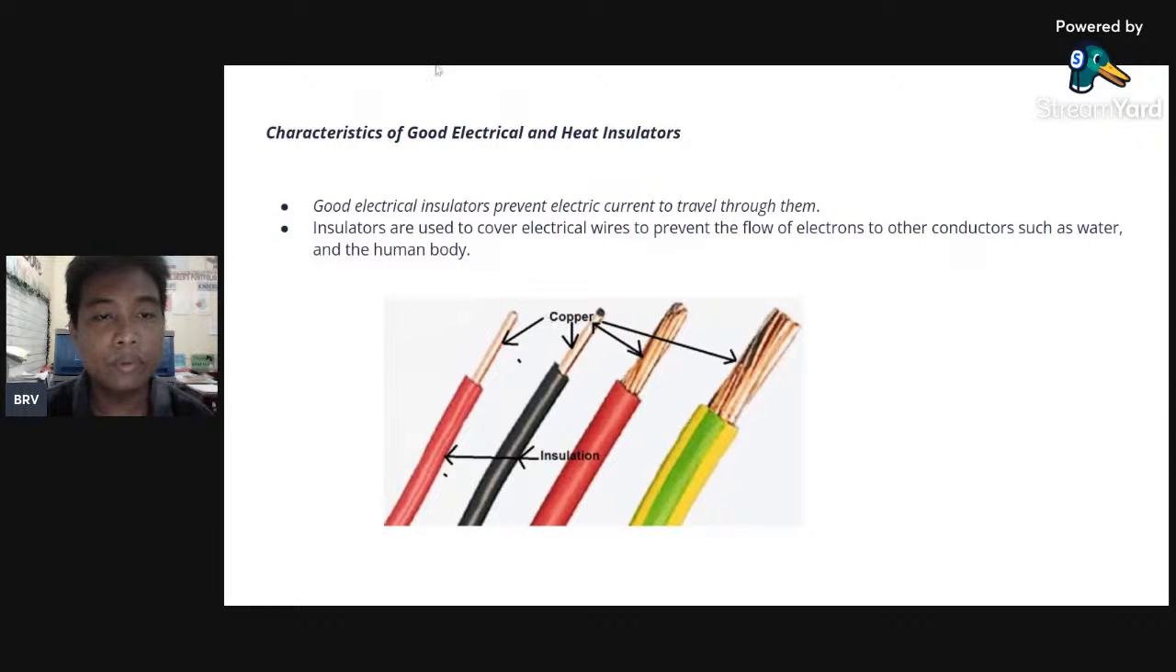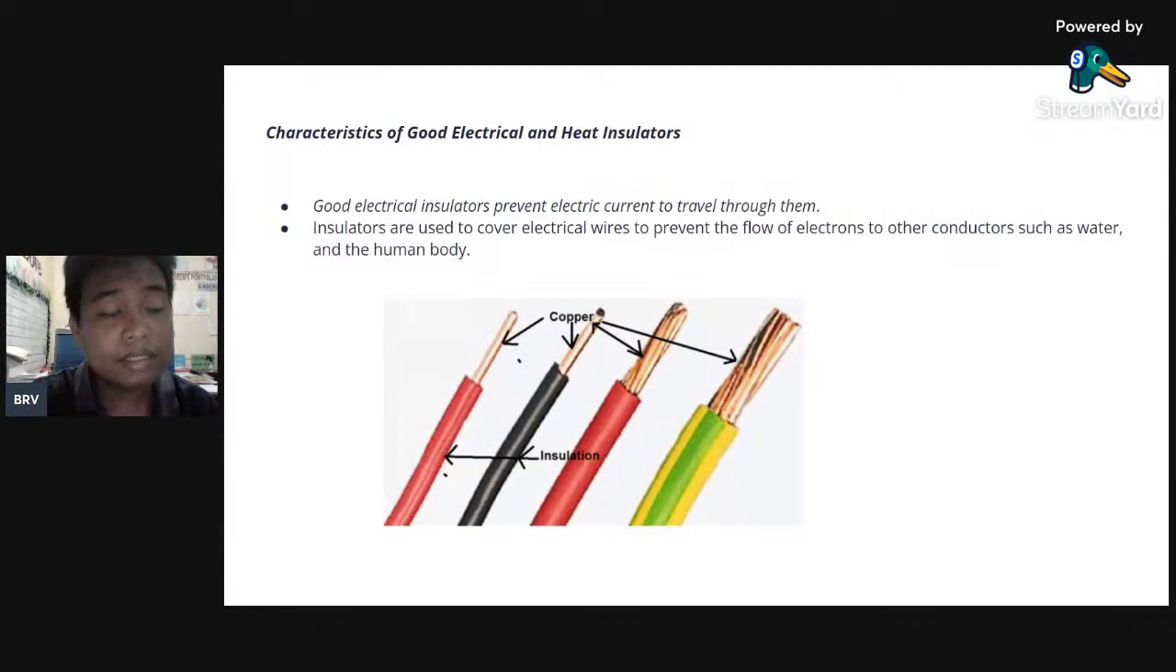Okay, characteristics of good electrical and heat insulators. Good electrical insulators prevent electric current from traveling through them. Insulators are used to cover electrical wires to prevent the flow of electrons to other conductors such as water and the human body. So that's the reason why we need insulators like rubber. For example, the wire of your TV and other electrical wires have to be covered by rubber or an insulator, so that they will not cause electric shock.